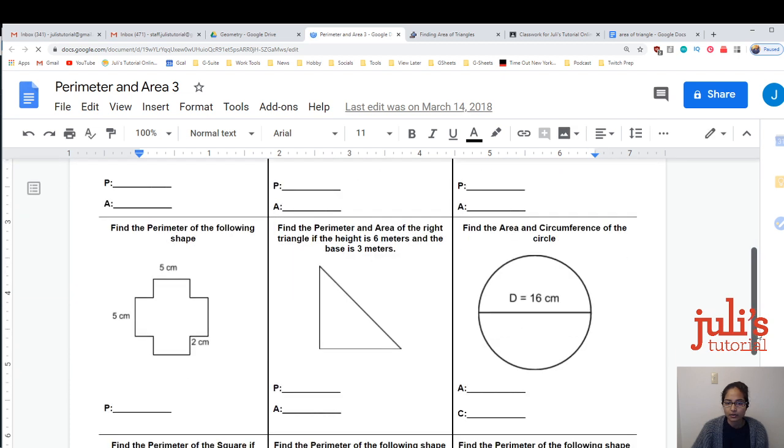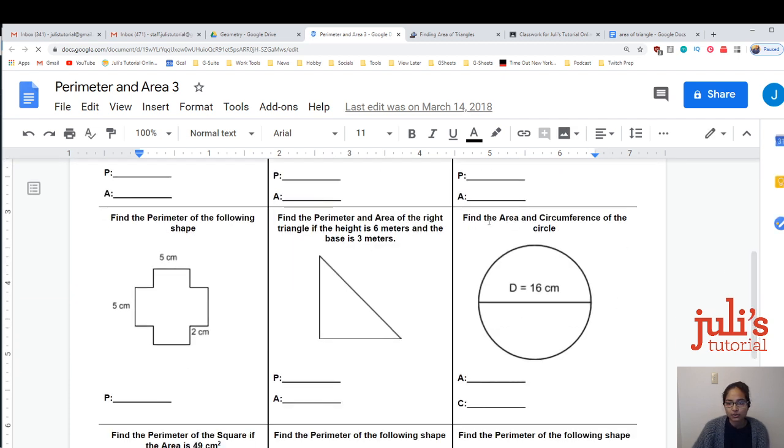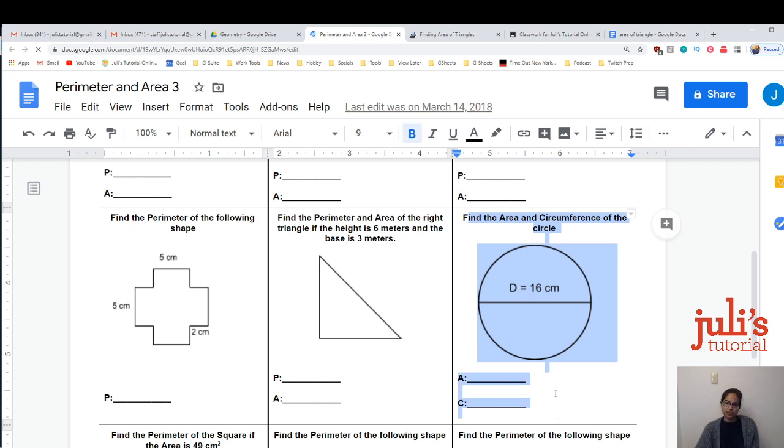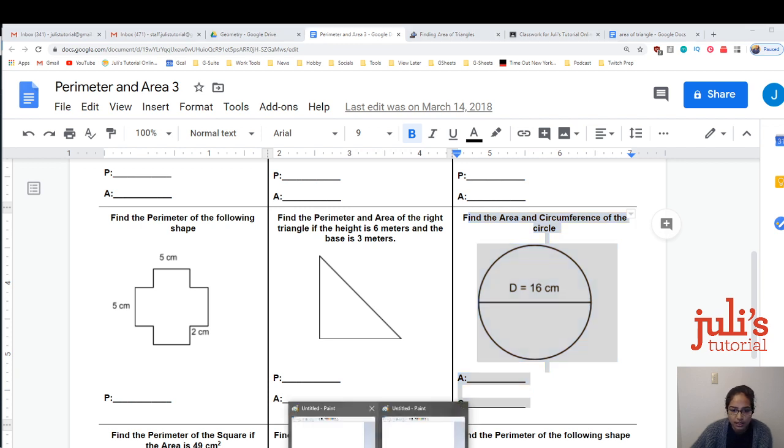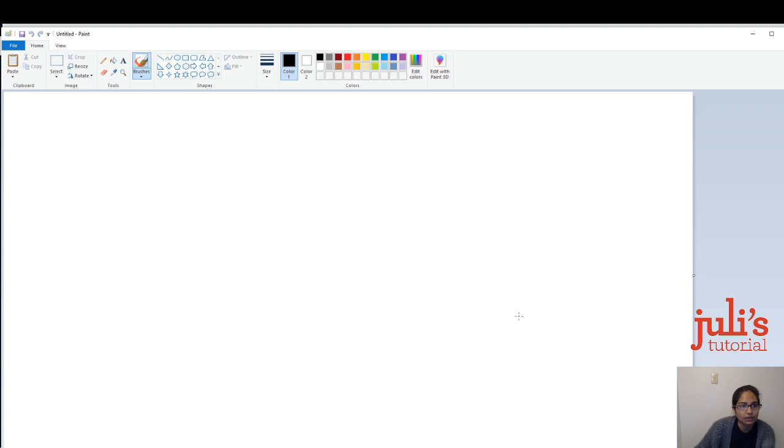is this circle. So I want you guys to, in your notebook right now, copy down this circle. It says find the area and circumference of the circle. So I'm actually gonna do it myself for you. D equals 16. Alright, so this is another question that I didn't go over the topic of, but I'm just gonna give it to you guys and see if you can do it.